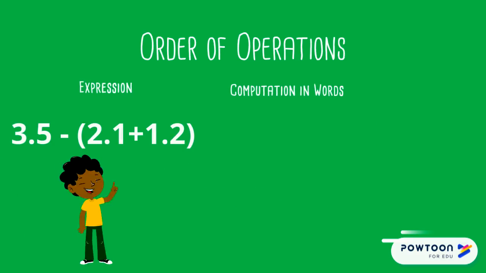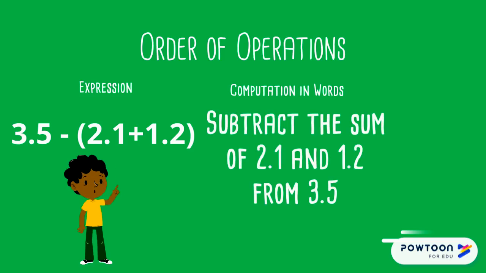When you're writing expressions in words, it's important to remember the order of operations. For this particular example, you would add 2 and 1/10 plus 1 and 2/10 first, then subtract it from 3 and 5/10. One way to write it is like this. You could also write, first, I added 2 and 1/10 plus 1 and 2/10 and subtracted that from 3.5.